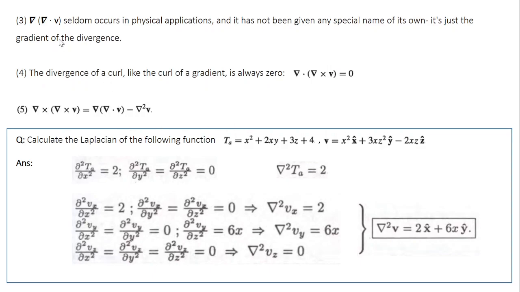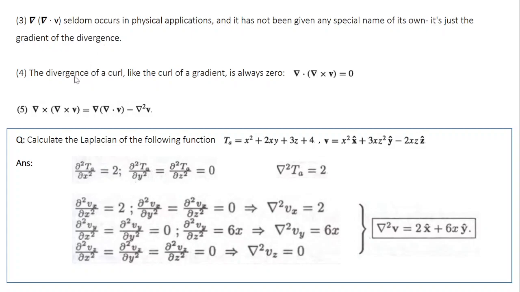Next one is a second derivative associated with divergence. So this is gradient of divergence. And this very rarely you encounter in physical applications. So it's not that important. It is just a gradient of divergence.